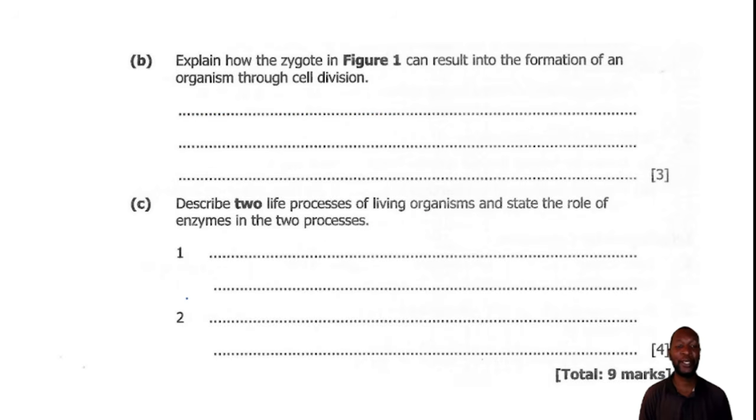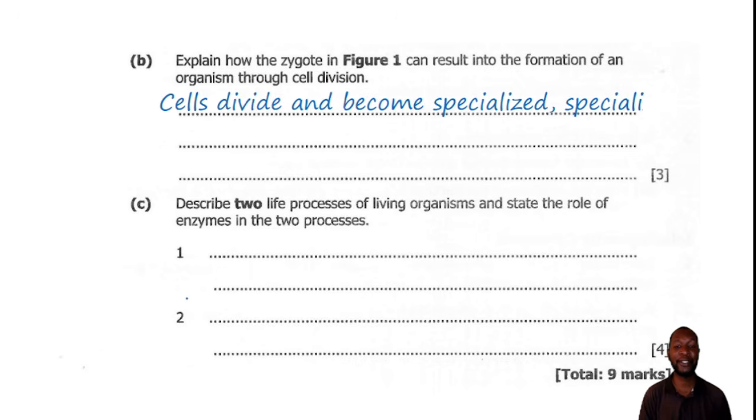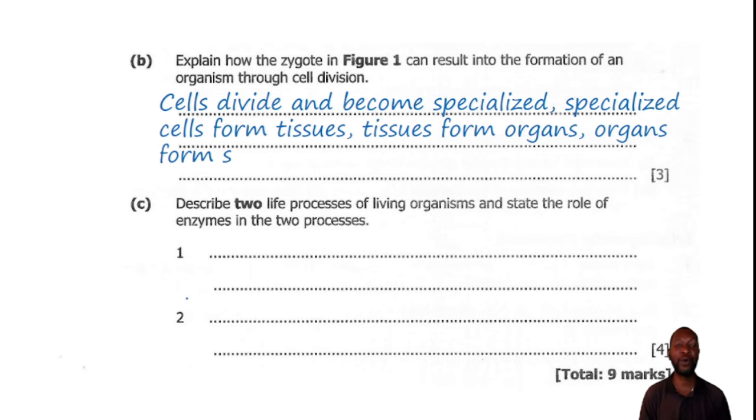Part B, explain how the zygote in figure 1 can result in the formation of an organism through cell division. This question is asking how we can move from a cell and then create an organism. From the zygote, how does the organism come into being? Here the cells are going to divide and become specialized. Then the specialized cells form tissues, tissues form organs, organs form systems, and the systems will then form the organism. So this was the answer to part B.